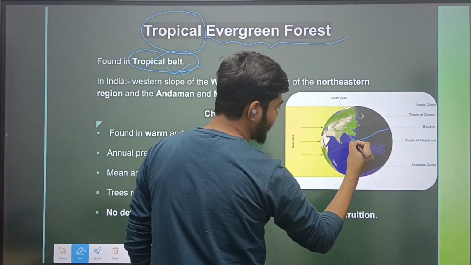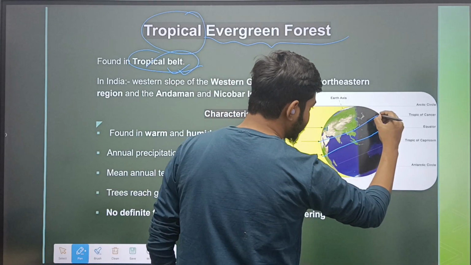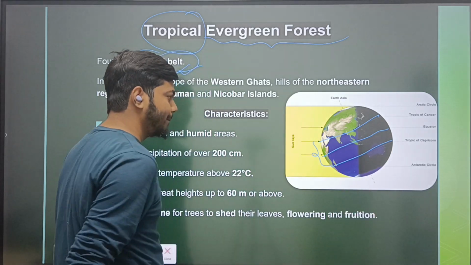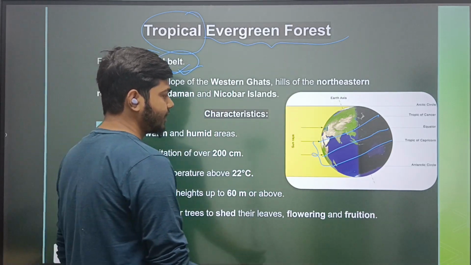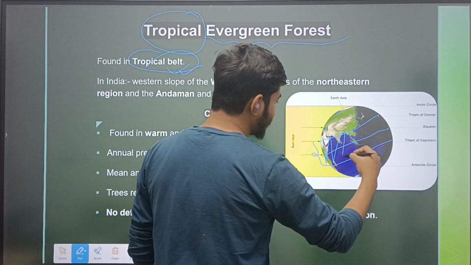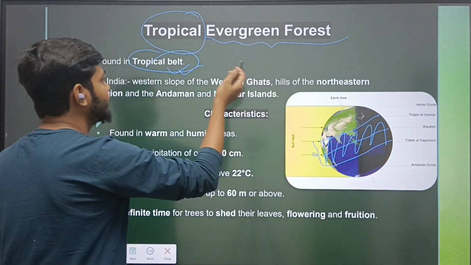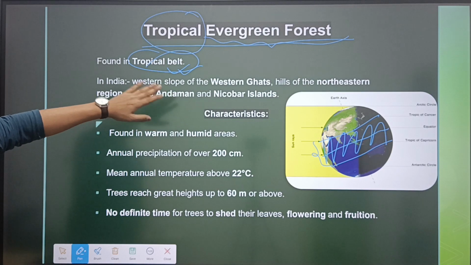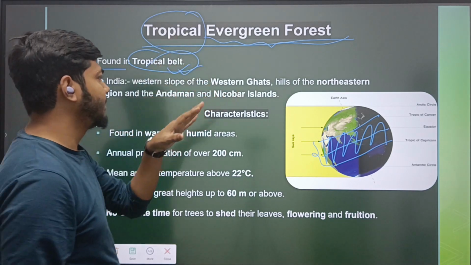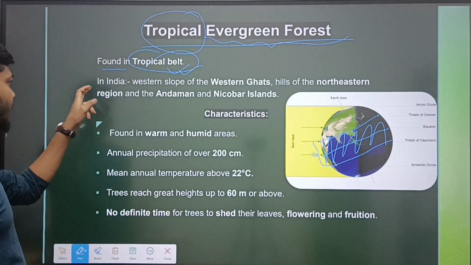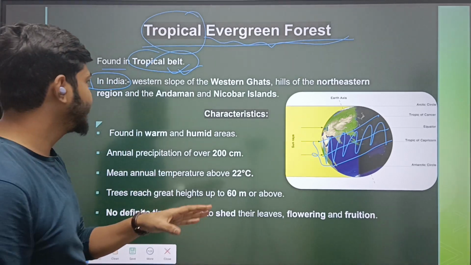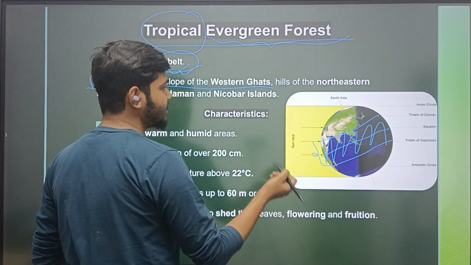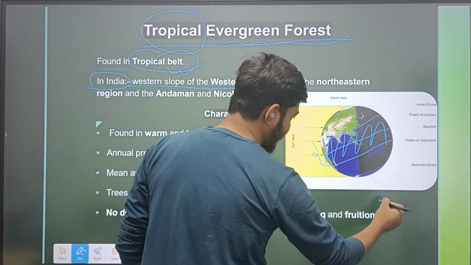This is the equator, this is the Tropic of Cancer, and this is the Tropic of Capricorn. In this belt, the tropical belt, we will find tropical evergreen forest. So the first thing is that it is found in the tropical belt. If we talk precisely about India, in India it is the western slope of the Western Ghats. So let me make a rough diagram.